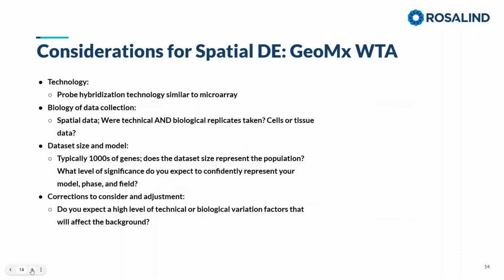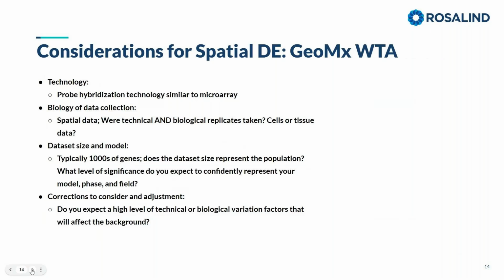So if we start looking specifically at GeoMx WTA data for these different items that I highlighted, what is the technology for GeoMx WTA? This is actually a probe hybridization technology. It's similar to microarray. It does include sequencing as a secondary effect, but it is a probe hybridization technology. So it has probe hybridization with secondary sequencing, so you're going to expect noise from both of those items.